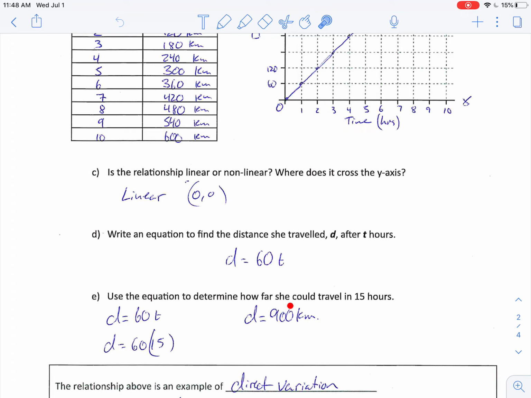Using the equation, determine how far she could travel in 15 hours. Well, our equation is d equals 60t. Our t is given to us now, it's 15. So 15 times 60 gives us a distance of 900 kilometers.